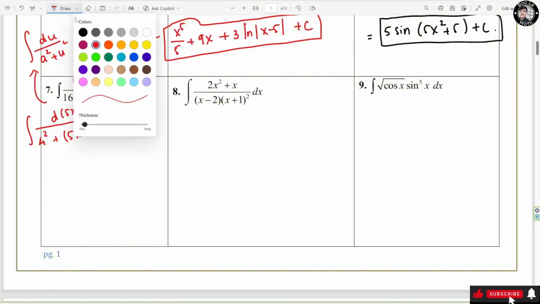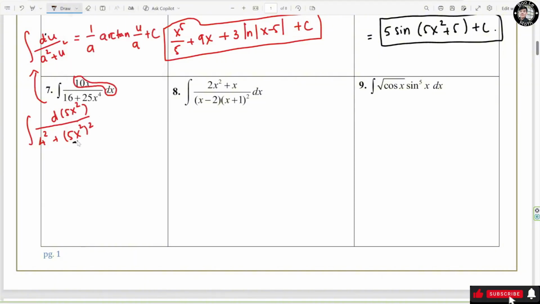Now this guy and this guy are the same thing. Look, this is u, this is u. So you can apply this formula directly, right? So this guy turns out to be 1 over 4 arctangent of 5s squared over 4 plus c, right?